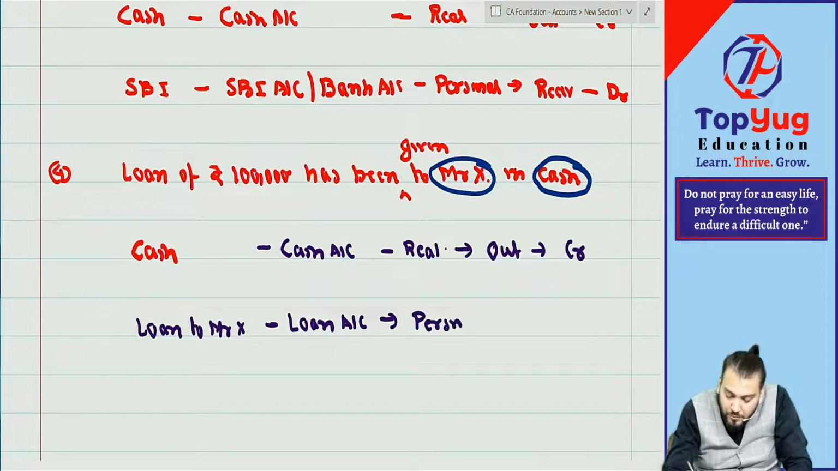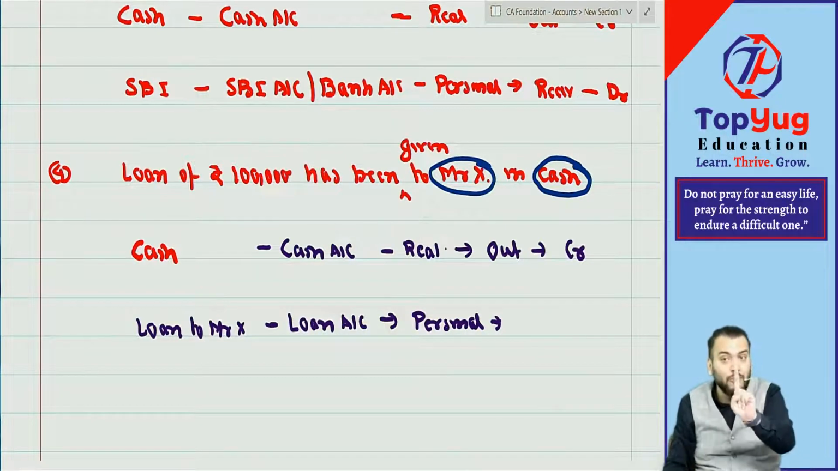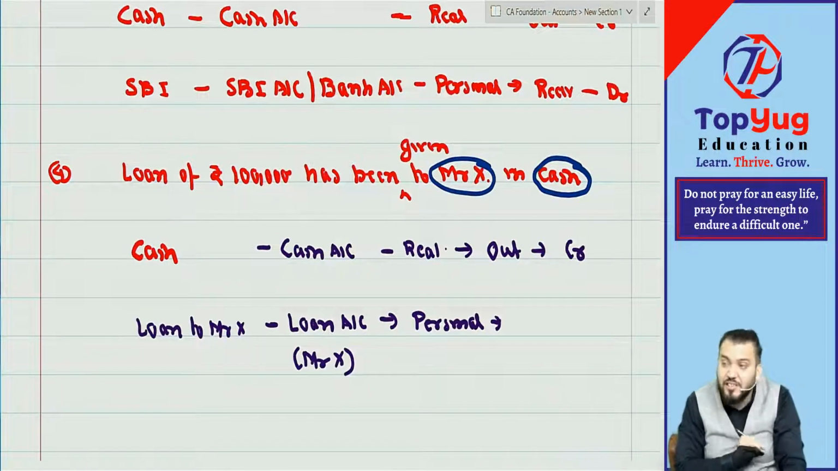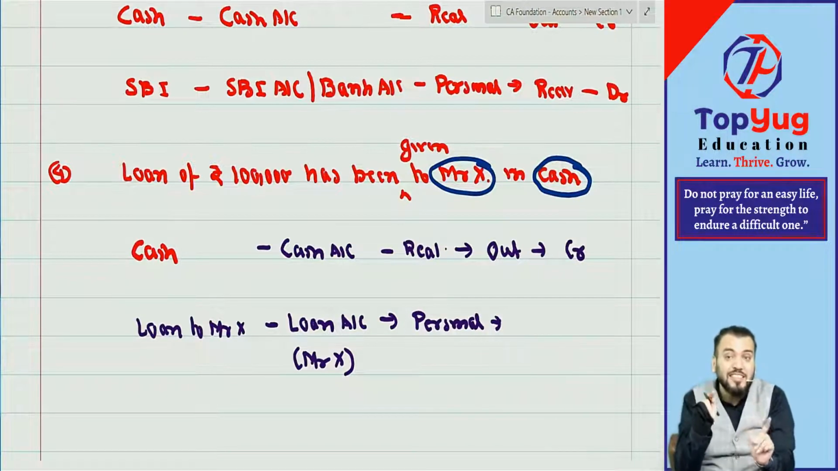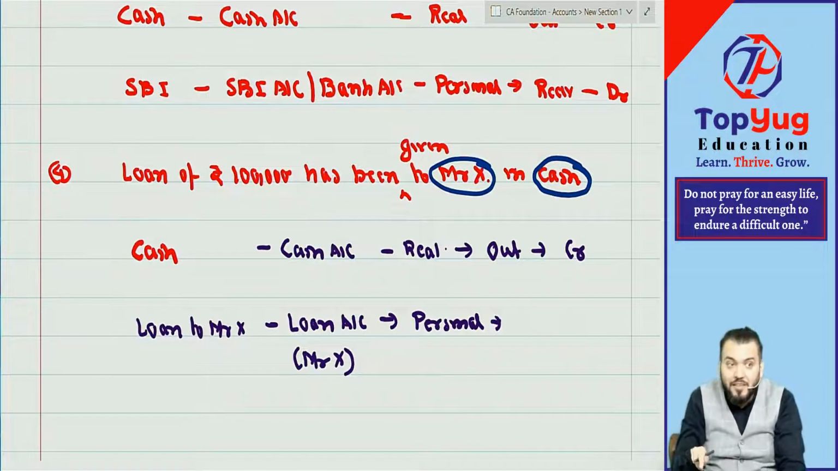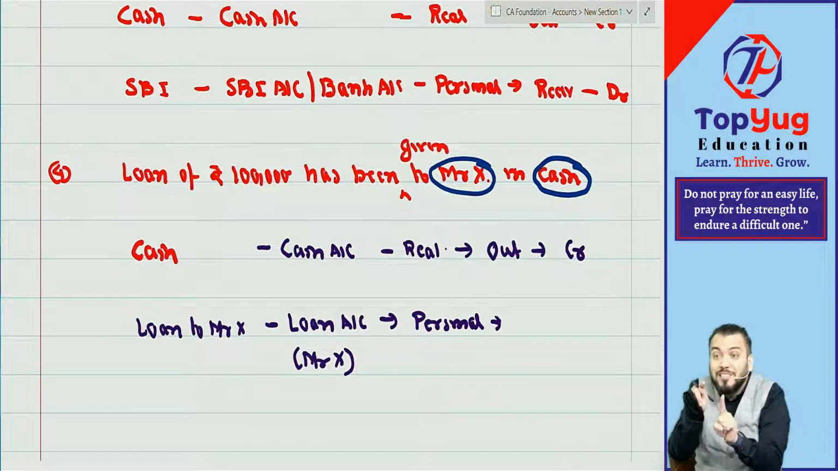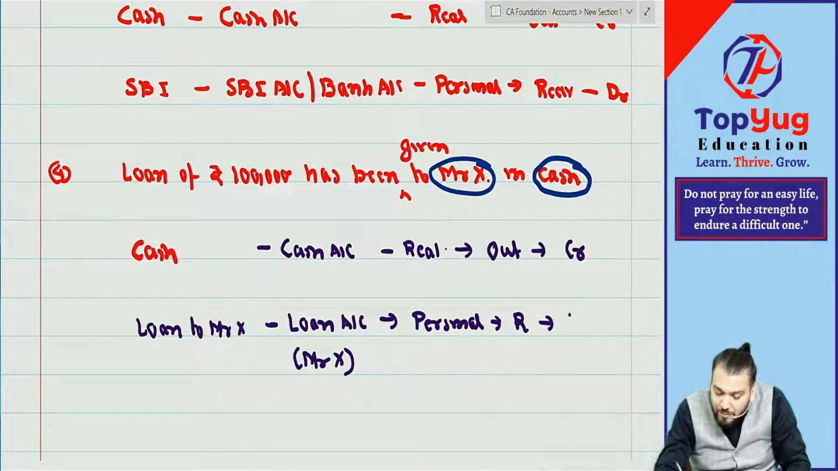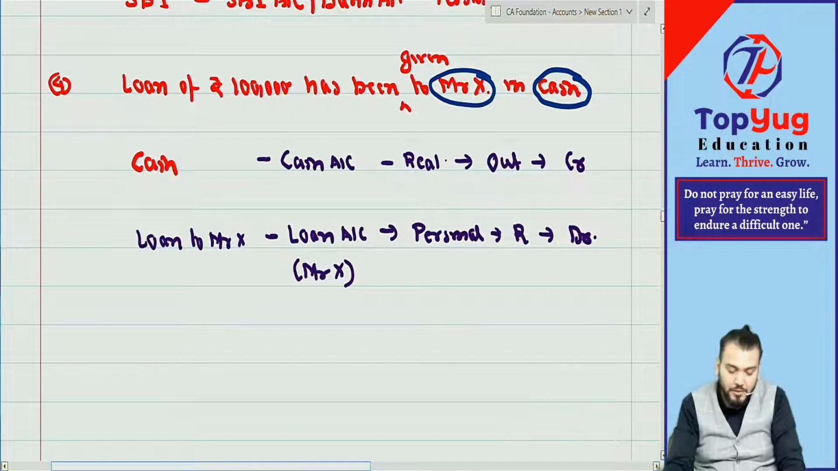Personal account. So just think from Mr. X point of view. Don't think from loan point of view. Because loan represents Mr. X. Mr. X is a person, but Mr. X is receiver or giver? Receiver. If you think of loan point of view, you'll be confused. So loan represents Mr. X. Think from Mr. X point of view, whether receiver or giver. So receiver becomes what? Debit. Understood? Correct.